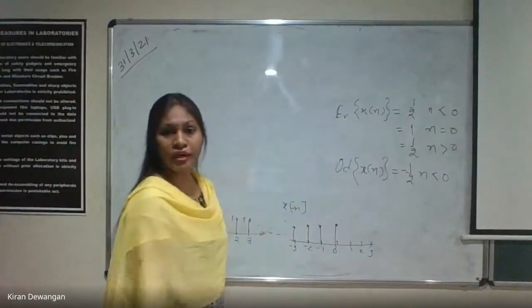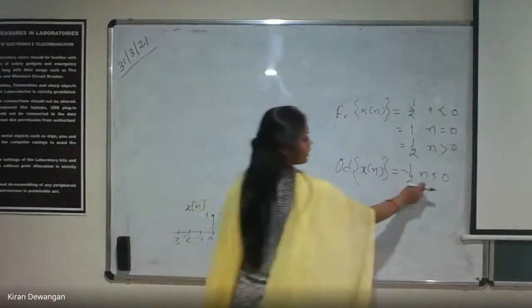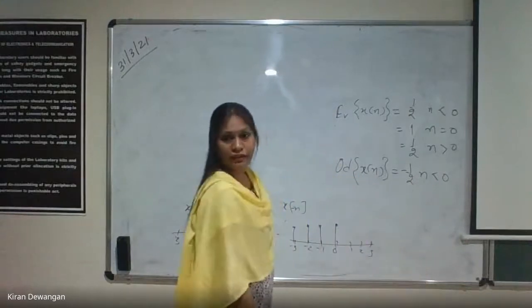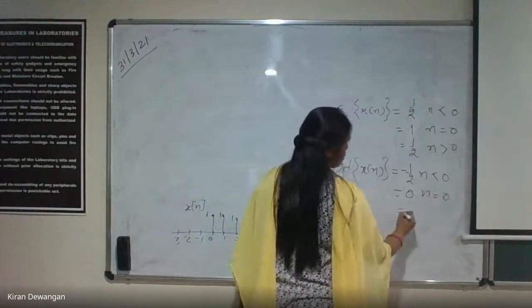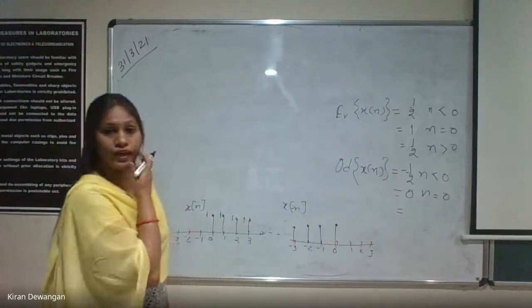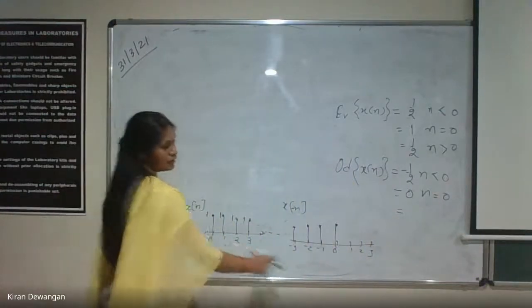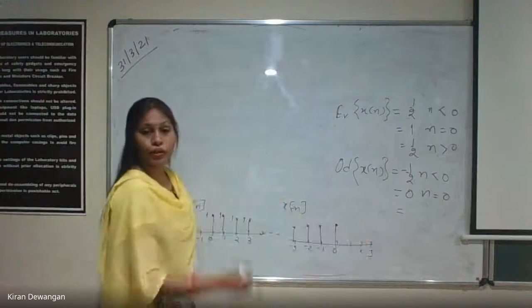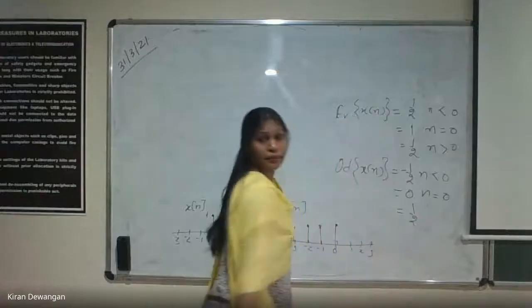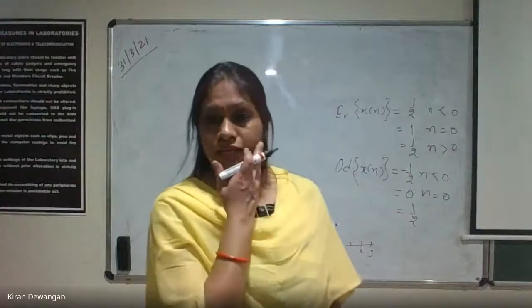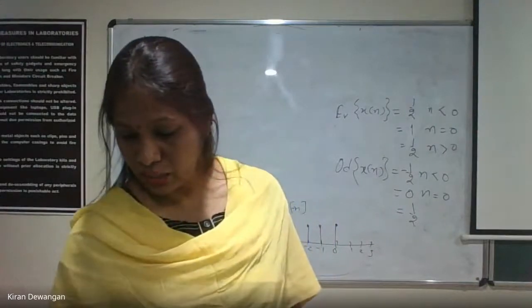Clear? It will be minus 1 by 2 for negative values of n and it is 0 at n equals to 0. And what about positive values of n? This will be 1 minus 0. For positive values of n, it will be 1 by 2. Yes? Anyone has any doubt in this?